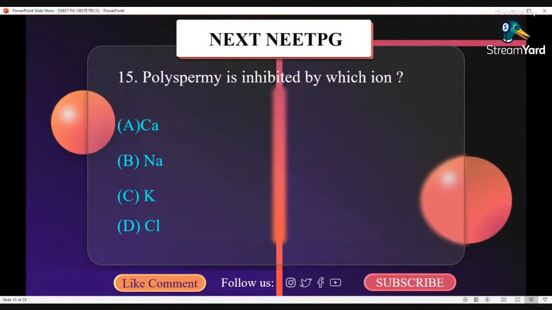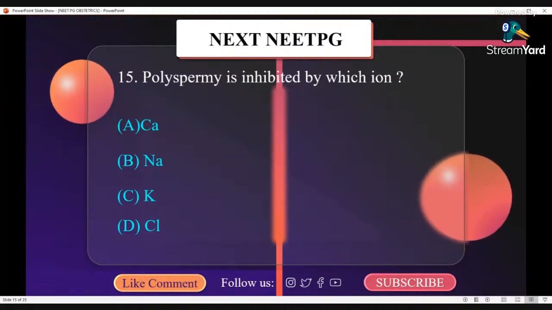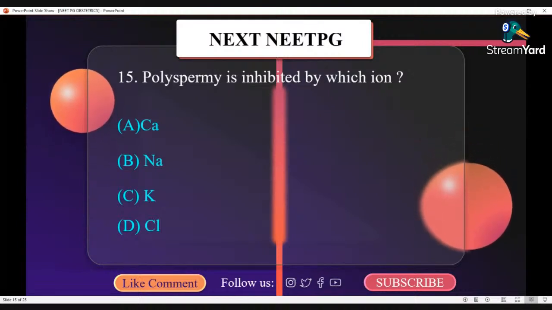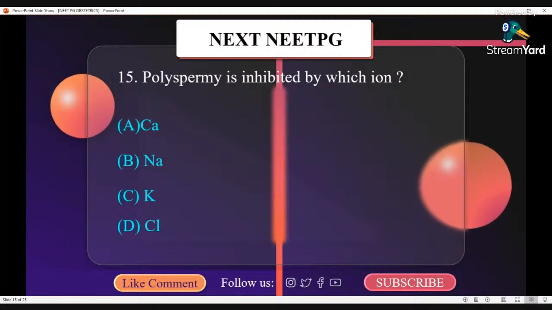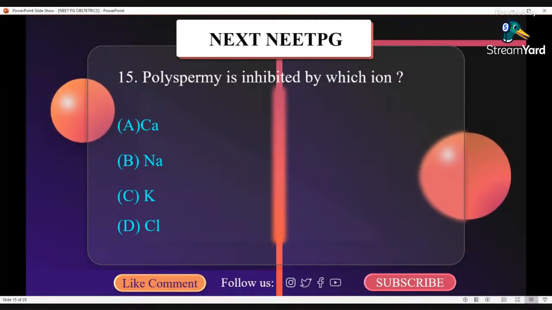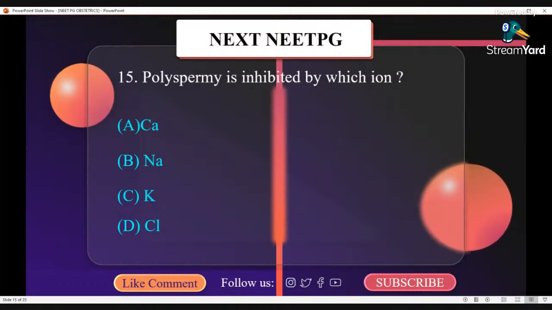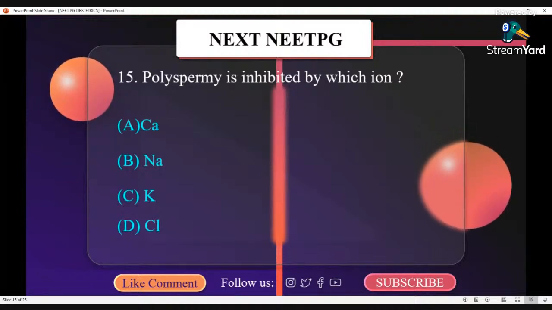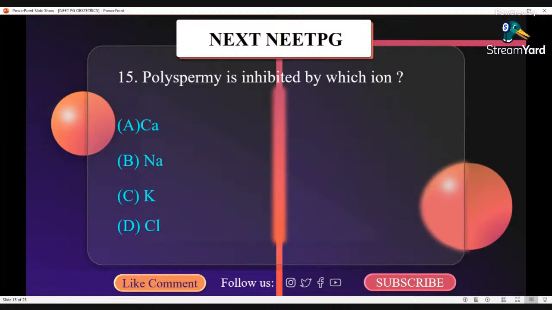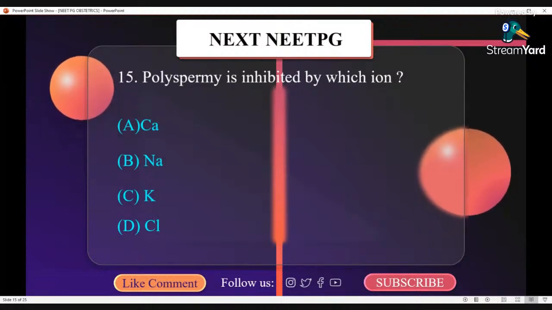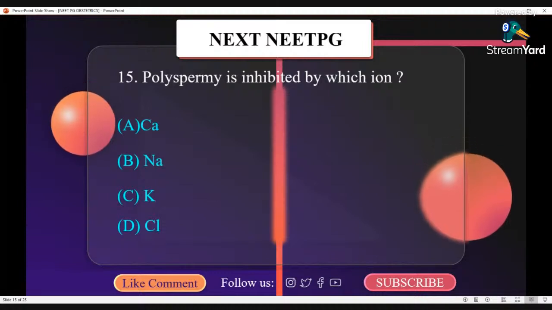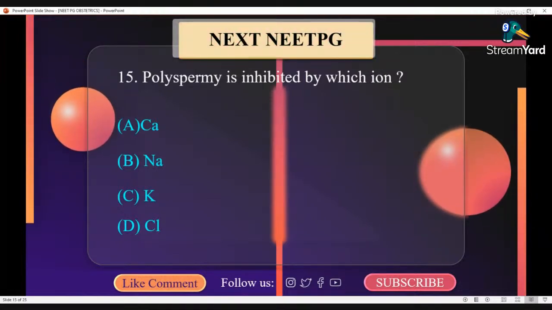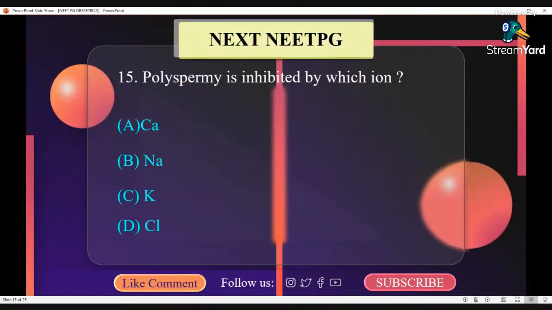Polyspermy. Polyspermy is inhibited by which ion? A. Ca. B. Na. C. K. D. Cl. So polyspermy is inhibited by calcium, sodium, potassium, chloride. Any guesses, please? Write in the chat box if you have any guesses. Polyspermy is inhibited by calcium ion. The correct option is A.